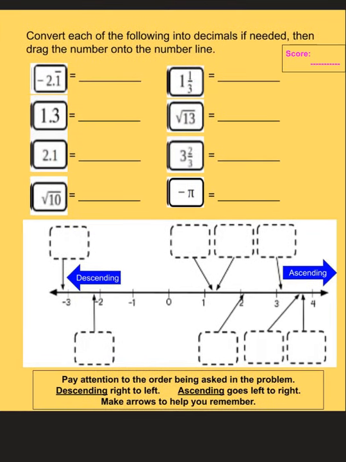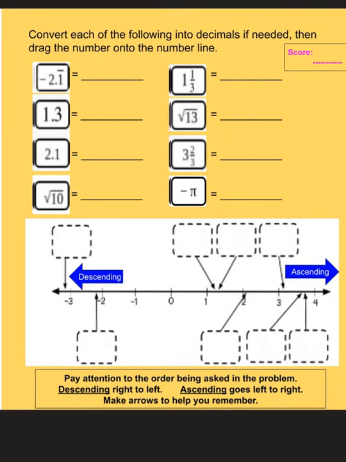And the last slide is for you to do some practice. So on this slide, what you're going to do, convert each of the following into decimals if needed. So like the first number, negative 2.1 repeating, that's already a decimal. The only thing I might suggest is writing out a second digit, so go out to the hundredths place on all of them, because usually when it's to the tenths place, only one number after the decimal, they'll try to trick you. So always at least go out to the hundredths place to be safe.